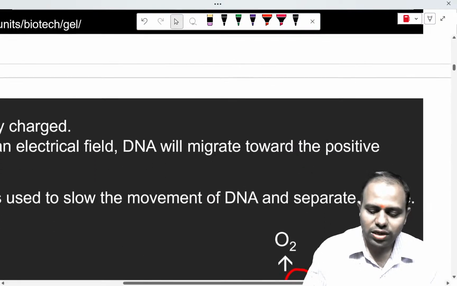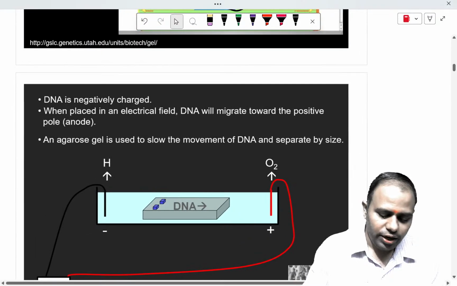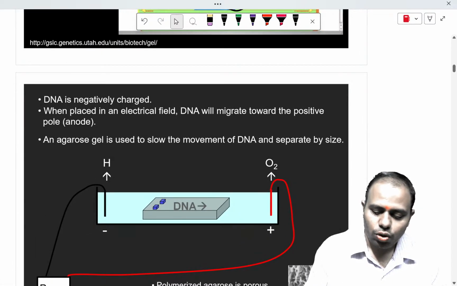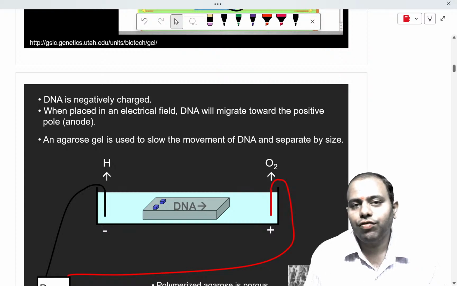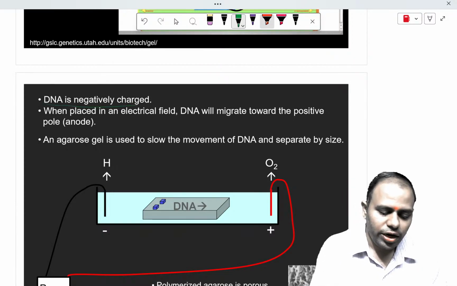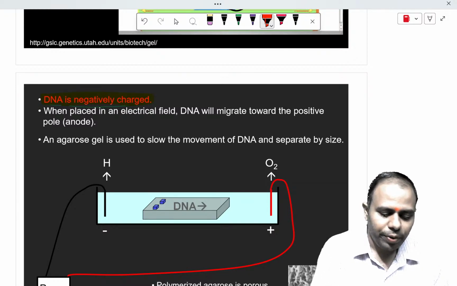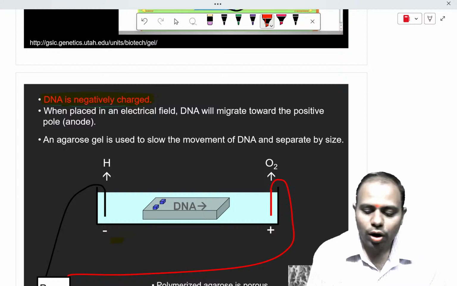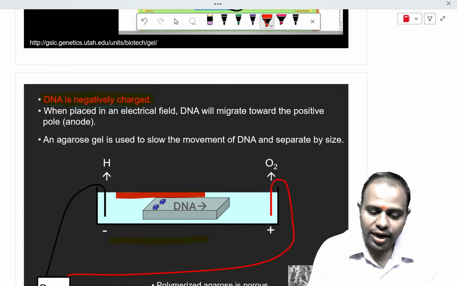DNA is negatively charged. So generally, more than proteins, agarose gel electrophoresis is used to separate DNA. Remember, DNA is a negatively charged molecule. Since it is negatively charged, it can be separated in the electric field easily because it is going to migrate towards the positive charge. You can see here DNA is migrating towards the positive charge, from this side to this side.